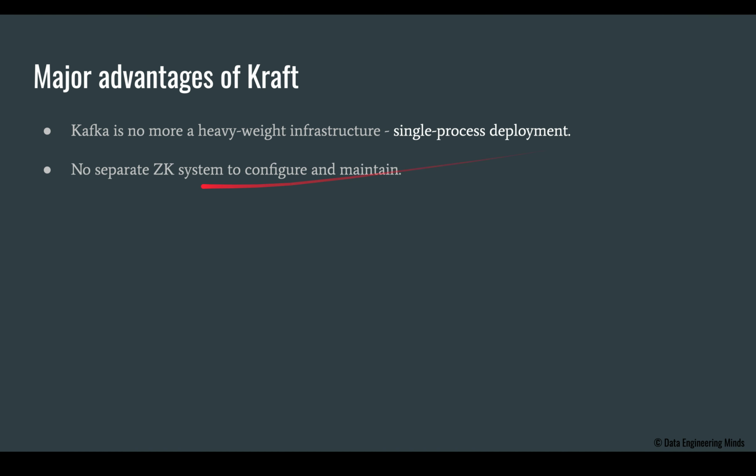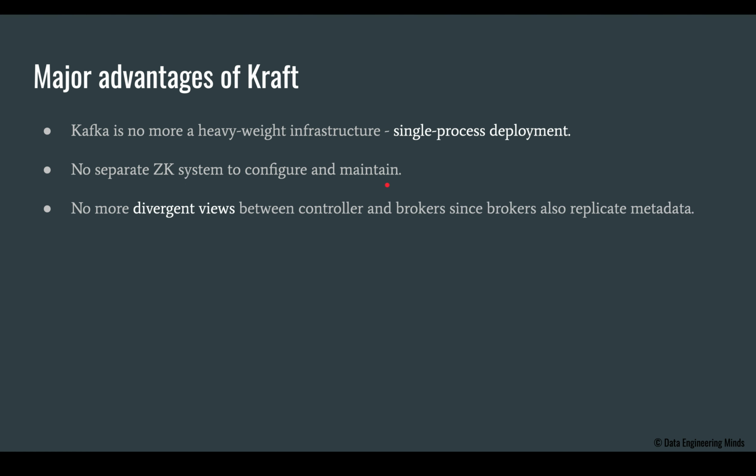Since we don't have the Zookeeper system anymore, we don't have to worry about configuring or maintaining an additional system. This makes the life of the Kafka administrators simple. As I discussed before, in the new Kraft architecture, there won't be any divergent views between the controllers and the brokers, because in the new Kraft architecture, the brokers also replicate the metadata.